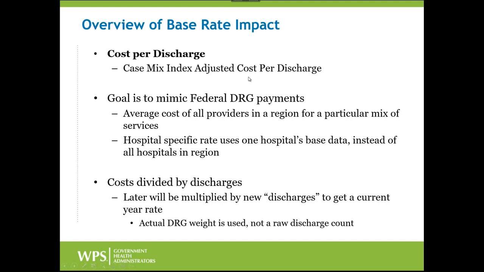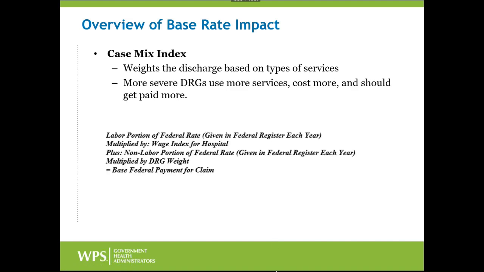So what will happen here is we back out the Casemix Index, or we take into consideration the Casemix Index for that base year, and we get a true cost per discharge that can then be multiplied by the DRG weight in the year under review to take that year's case mix index into consideration. Now, when we talk about the case mix index, again, it weights the discharge based on the types of services that are normally grouped into that DRG. More severe DRGs use more services, they cost more, and they should get paid more.